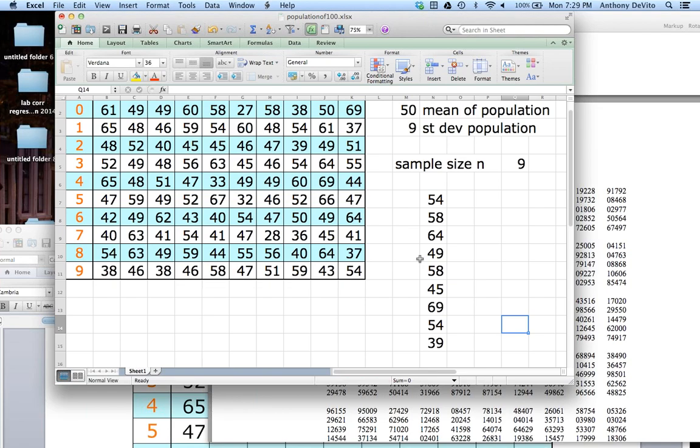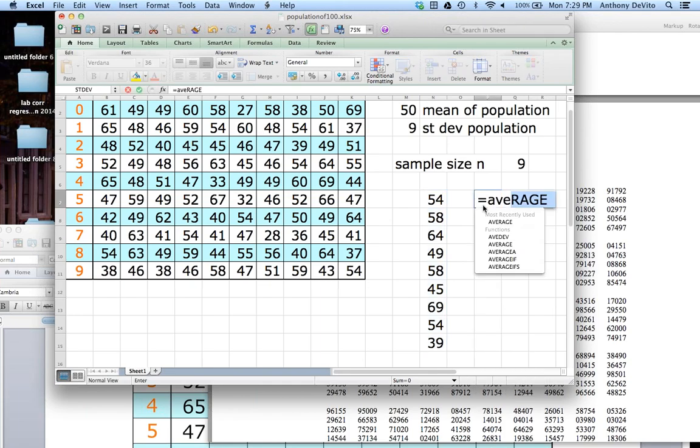Okay, so now this is my sample. It's as if I didn't see these numbers. I took them randomly. So I'm going to find the average for my sample. The average for my sample is 54. It's higher than the population mean, as it happens in my sample.